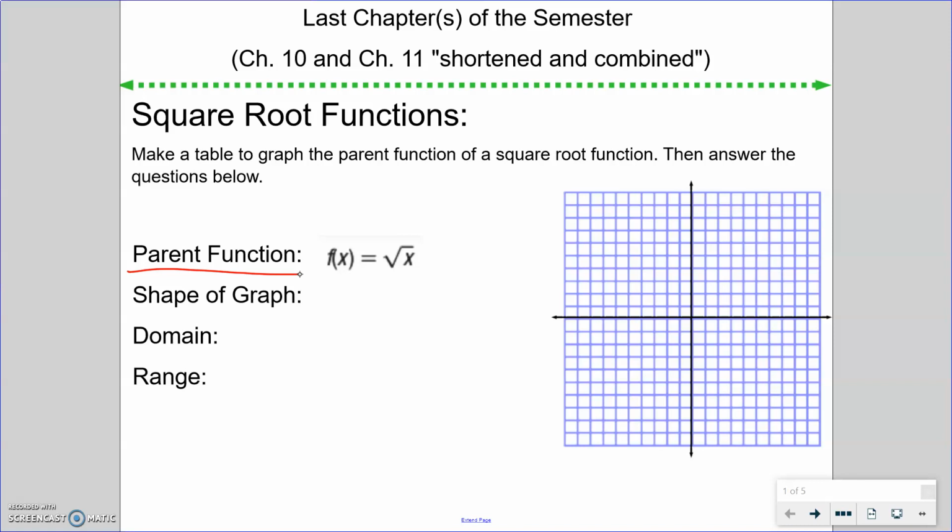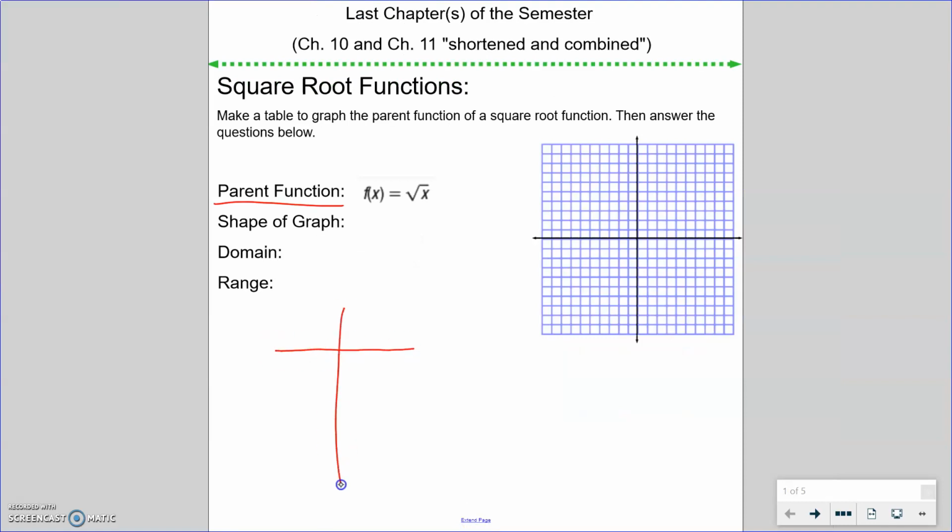So first thing we need to do is make a table to try to wrap our heads around what this looks like. Some of you already know what it looks like, but the first thing I think about is I always want to plug in 0. That's usually where I start, finding the y-intercept. So if I plug in 0, the square root of 0 is 0, so I know there's a point right here on my graph. Then I start to do positive and negative numbers, but if I plug in -1, we don't know what the square root of -1 is. We just know that that's not a thing. So I'm just going to focus on positive numbers. If I plug in +1, square root of 1 is 1, so (1, 1) is a point.